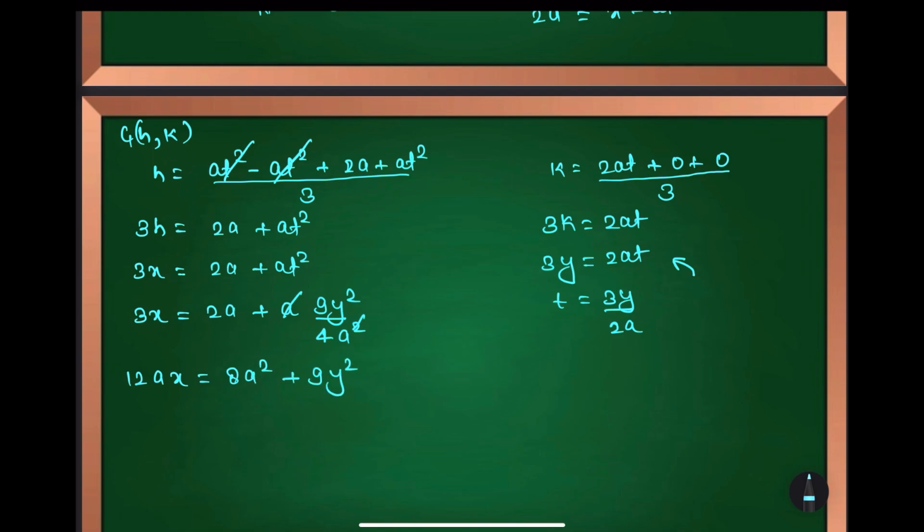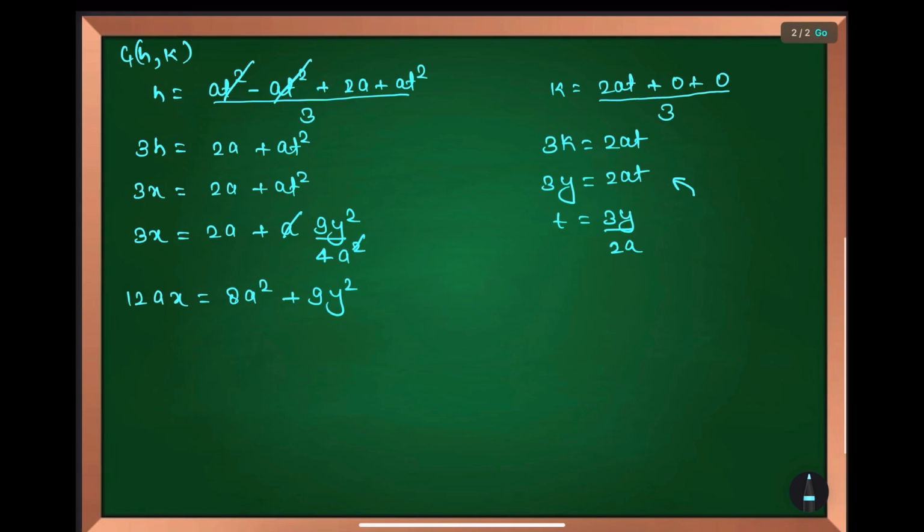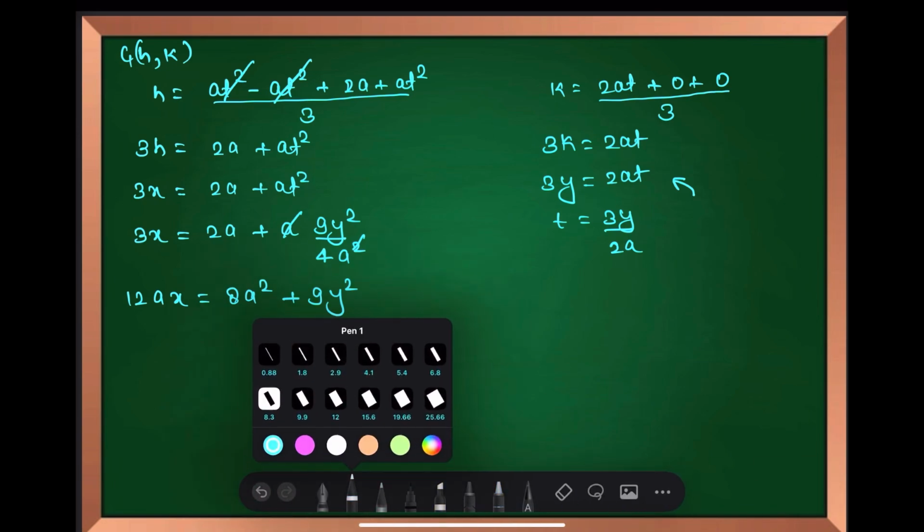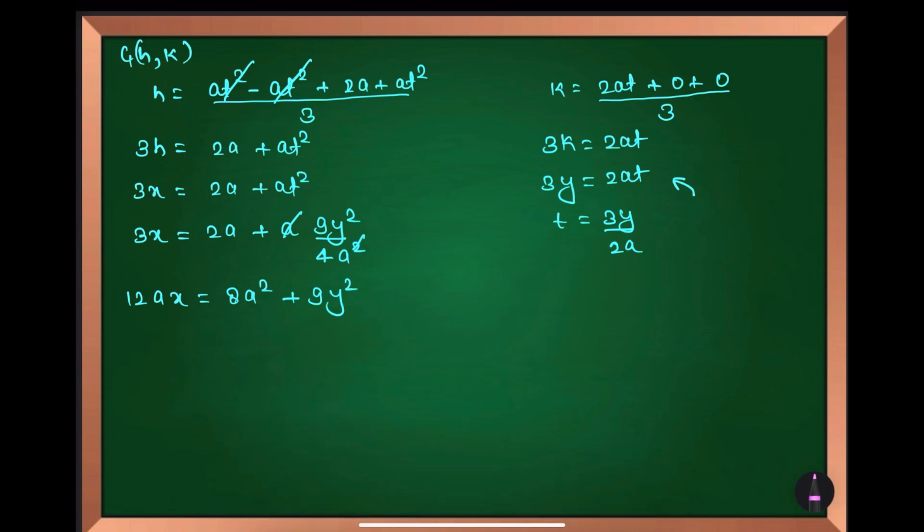9y square, correct? You know that we have y square, so we will have either y square equals 4ax or y square equals minus 4ax. So we will follow one of the cases. Okay, so I'll write the y thing on one side, remaining things on the other side. So it is 9y square is equal to 12ax minus 8a square.